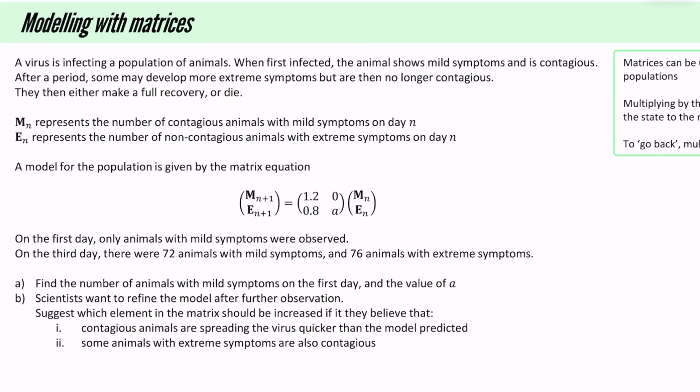M with a little n represents the number of contagious animals with mild symptoms. That's why I've picked the letter M on day n. E n represents the number of non-contagious animals with extreme symptoms on day n. A model for the population is given by this matrix equation here, where we have an n plus 1 to represent the next day, and an n to represent the current day. So if you want to find what the populations of the animals will look like, you take the previous population and you multiply it by this matrix, where a is an unknown value.